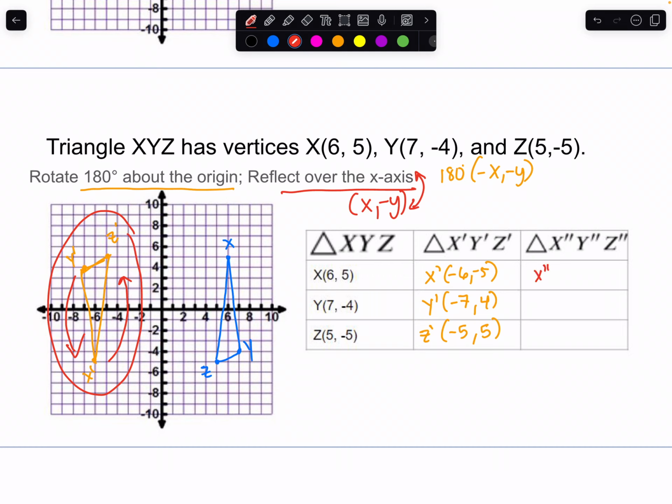So the x value stays the same, the y value changes to opposite 5. Y double prime, negative 7 stays the same, it's the opposite of 4. And z double prime, the x value stays the same, and it's the opposite of 5. And that's how you will end up landing on this last location.